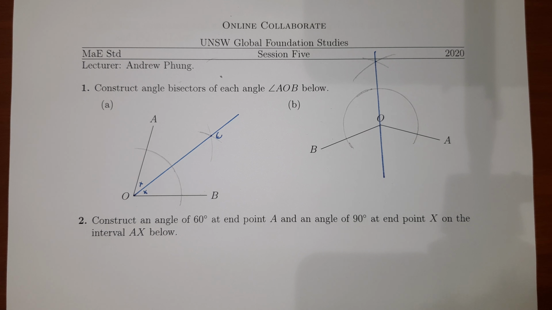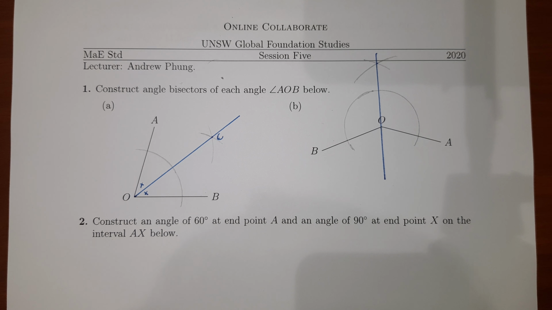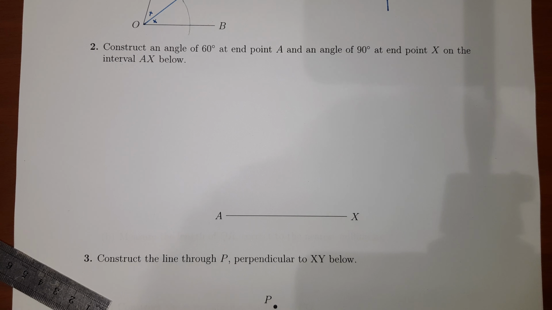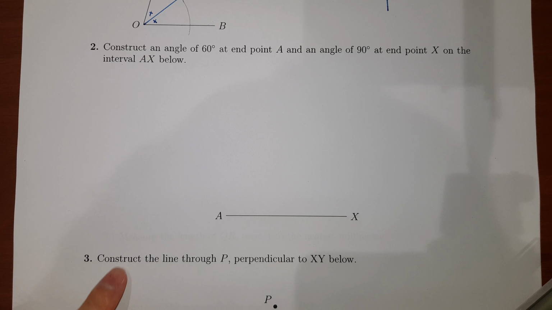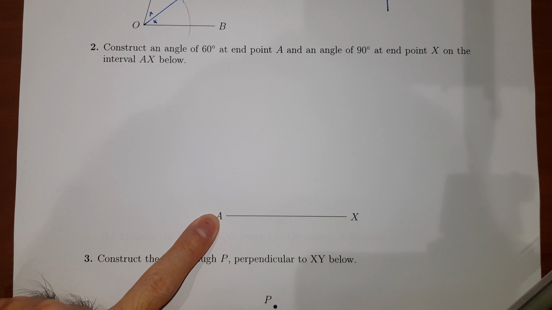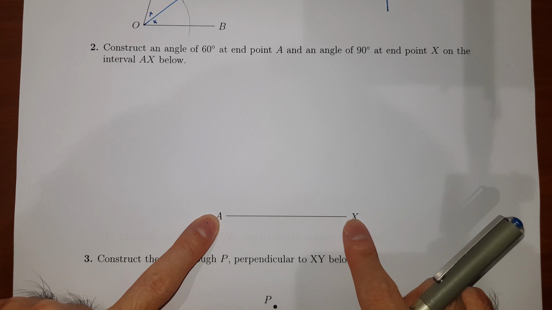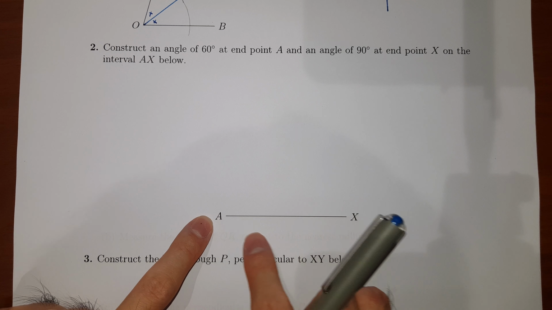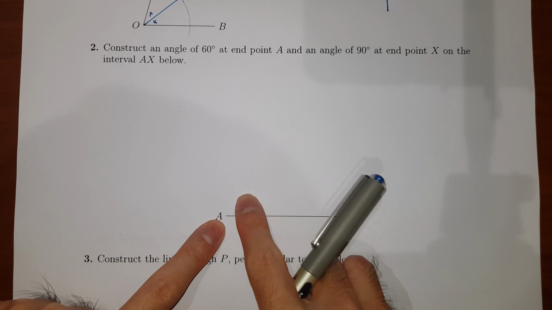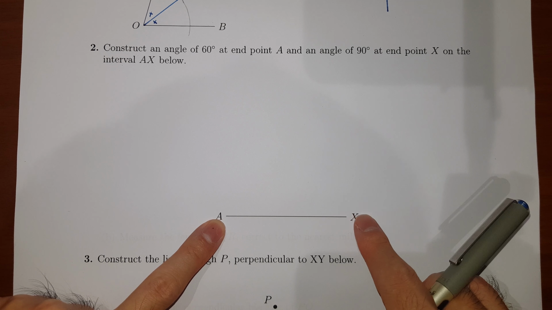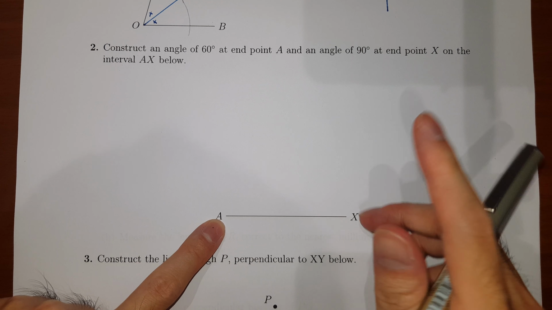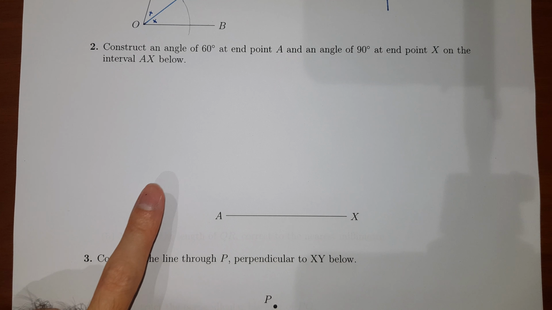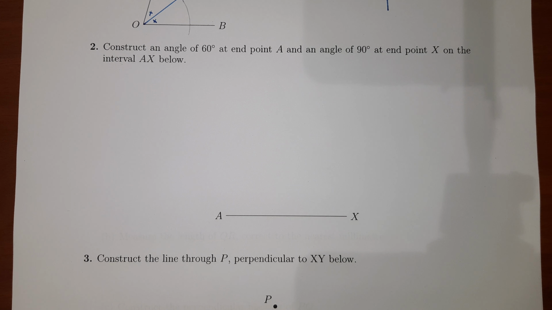Okay. Question 2. Construct an angle of 60 degrees at the endpoint A and an angle of 90 degrees at endpoint X on the interval AX below. So at this point A, I want to draw a 60 degree angle. And at this point X, I want to draw a 90 degree angle. Now let's go to the 60 degree angle first. Hopefully you remember how to do this from the lecture.